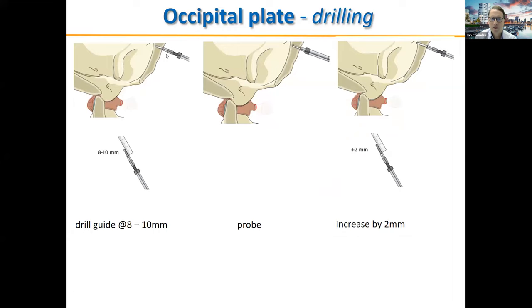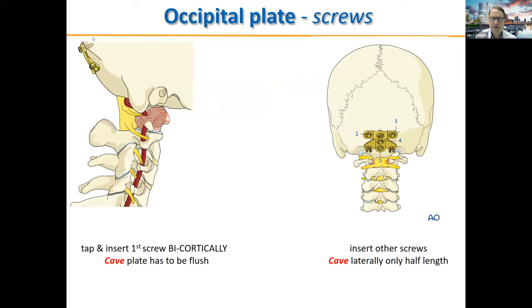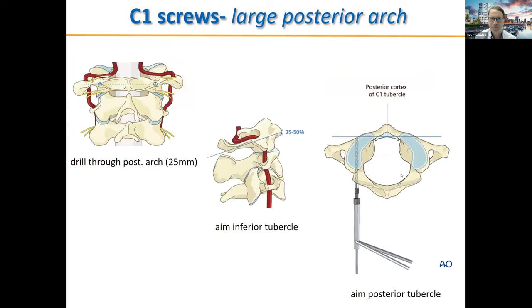We start with a drill of about 8 to 10 millimeters with a drill guide, and then we probe the occiput, and then we increase the length of the drill by 2 millimeter increments, and we want to have a bicortical purchase. Then the first screw is placed in the midline, and then the other screws, which should be a bit shorter in length, are positioned laterally. So this was for the occiput.